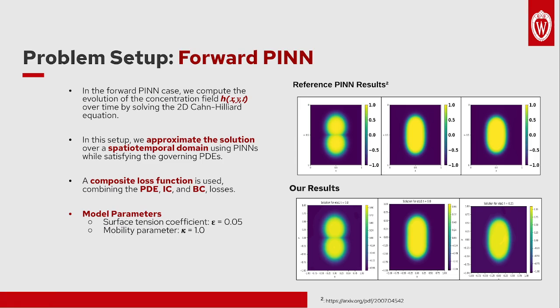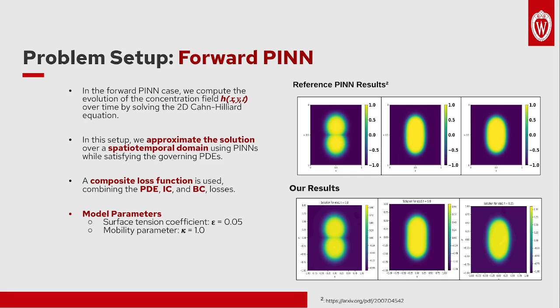The first problem that we aim to tackle we'll refer to as the forward case problem. What we do in the forward case is we aim to compute the evolution of the concentration field h over time. We do this by approximating the solution over a spatiotemporal domain while satisfying the governing PDE. Just like we've seen in the PINN background, our loss function guides our solution in accordance with the initial condition, boundary conditions, and PDE residuals. This isn't that much different than a normal neural network.